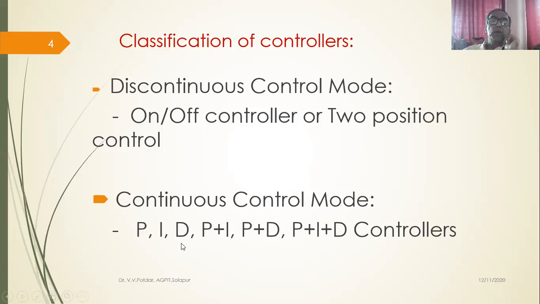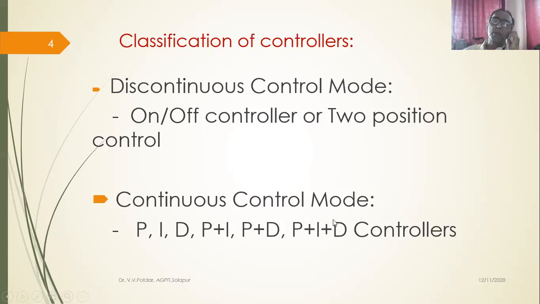Now in continuous control mode, we have got one more classification also. These are called combination controllers. So what is there? Proportional plus integral, that is also called P plus I. Proportional plus derivative, that is called P plus D. And proportional plus integral plus derivative control actions, or PID controllers. So these are invariably used in many of the critical control actions because they give me the best performance as per my control system requirements.